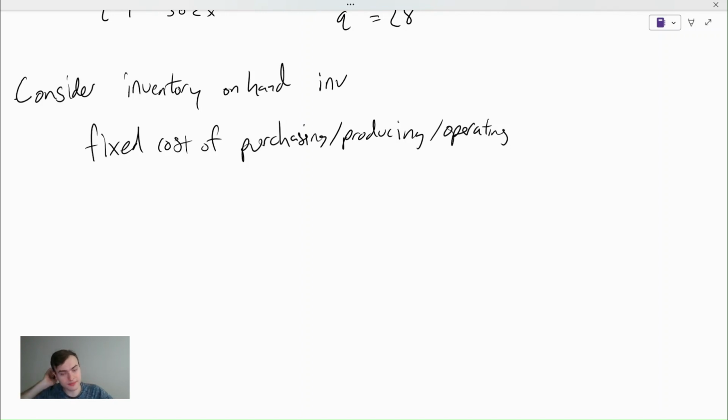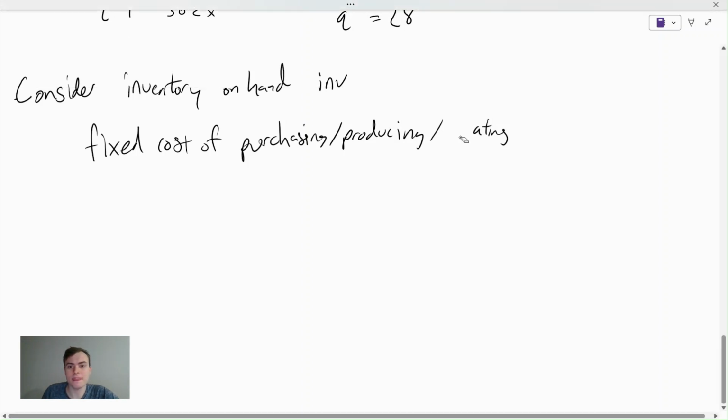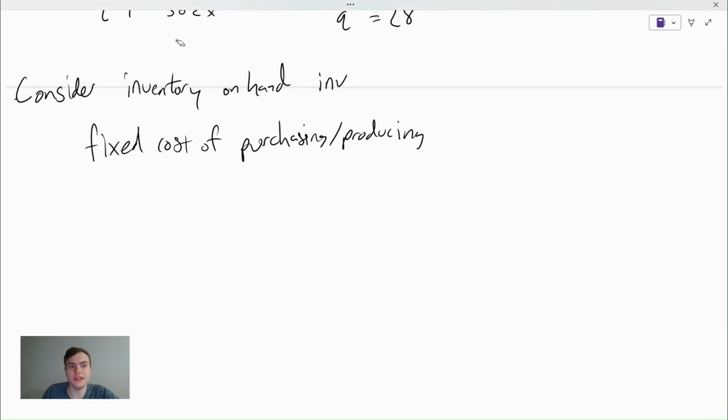Maybe let's not include operating. This is saying that if we decide to keep our inventory on hand and not make any more, then we don't have to pay this fixed cost. Maybe it's the fixed cost of driving the truck or keeping the factory open, electricity and such, right? Let's call this CF. We only pay this fixed cost when we're ordering.